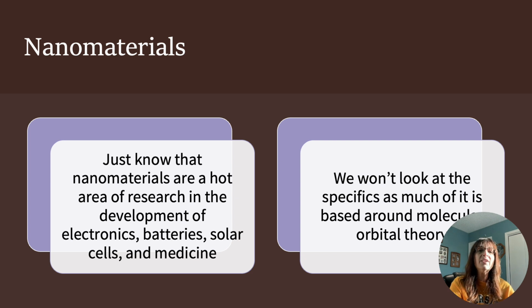And lastly, there is an entire field out there on nanomaterials. Really small little things. Just know that this is a hot area of research, and they're being used to develop electronics, batteries, solar cells, and even medication. We're not going to look a whole lot at it because a lot of this is based around molecular orbital theory, and at the timing of this video, I'm teaching AP chemistry, and the AP board says we don't need to study molecular orbital theory.